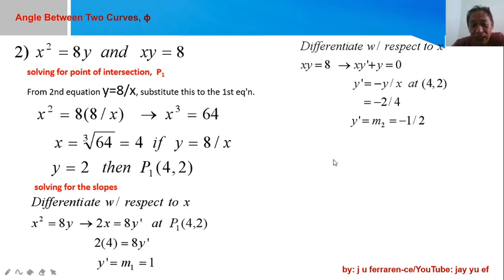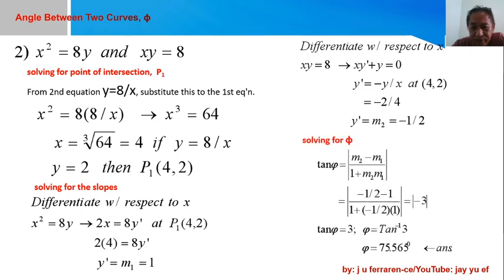Now, using the formula to find the angle between them, I substitute my m2, which is a negative 1/2, subtracted with 1. And we have a denominator 1 plus a negative 1/2 times 1. If this is simplified, it will produce a result which is minus 3. But since I have to consider the absolute value of this result, we have a tangent of the angle between them equal to 3. Arctan of 3 will give you a value of 75.565 degrees as the answer.